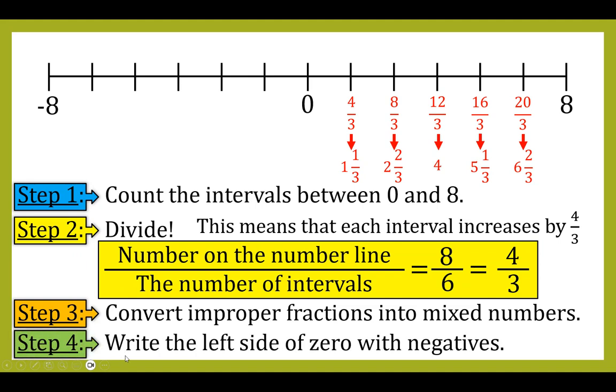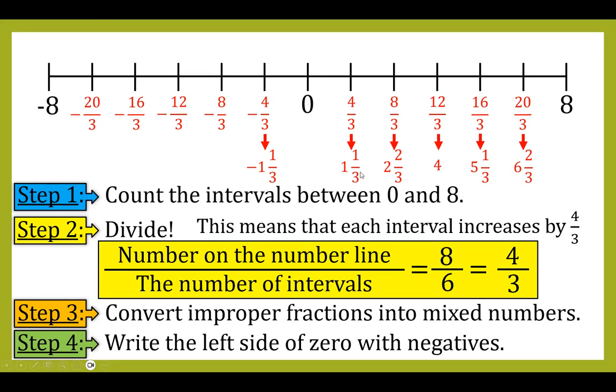Okay, last thing that I'm going to do is I'm going to write the left side of 0 with negatives. So what that means is these values, I can fill them in. I know that since this is the first value to the left of 0, it's the first interval, this is going to be 4/3, but it's going to the left, so it's negative. So I'm going to take this value right here, and it's going to become negative right here. And then the 8/3 will be next. So it is actually going to be decreasing by a value of -4/3. So here I have -4/3, -8/3, -12/3, -16/3, -20/3, and then again -8.